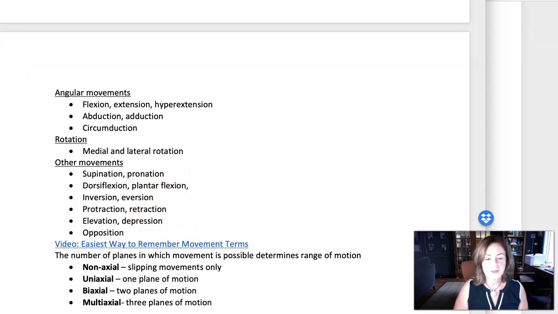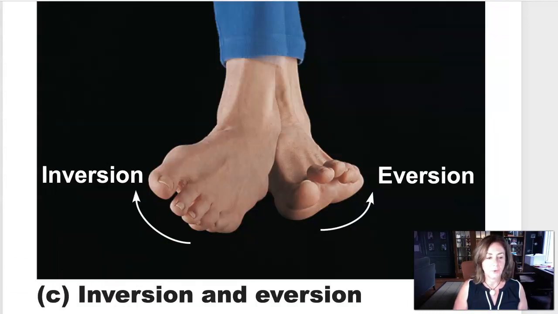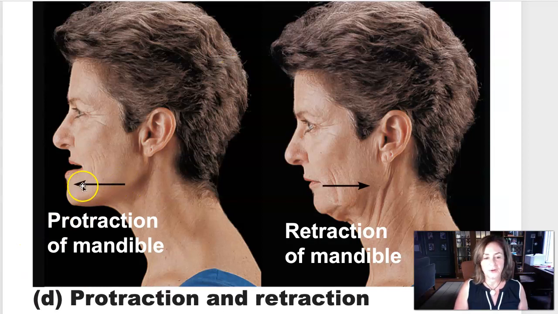Protraction, retraction is movement in an anterior posterior plane. So you could do this with the jaw. You could protract the jaw, move it anteriorly. Retract the jaw, move it posteriorly. You can do it with the head. You can protract the head and retract the head.